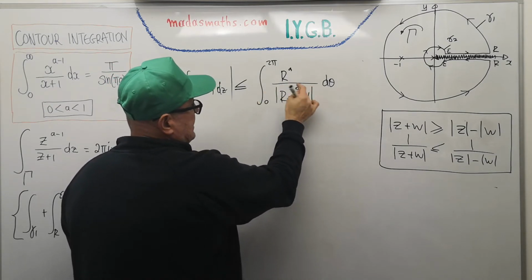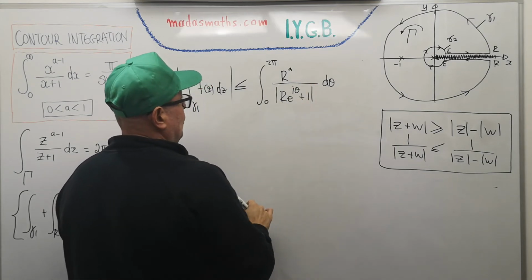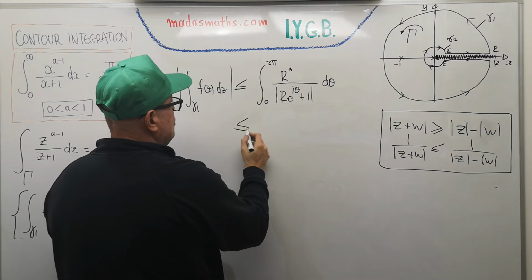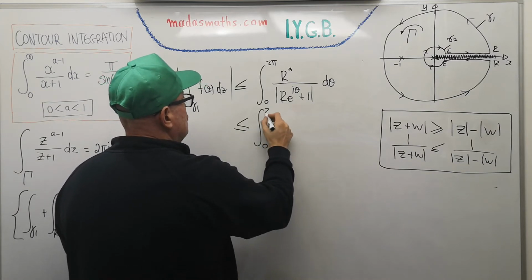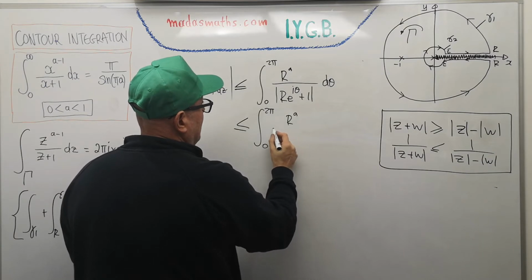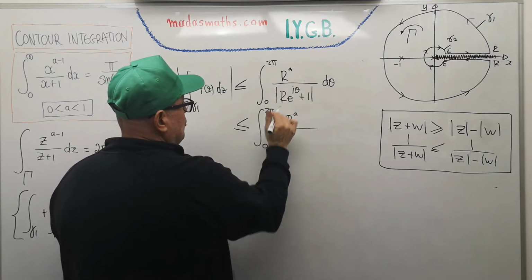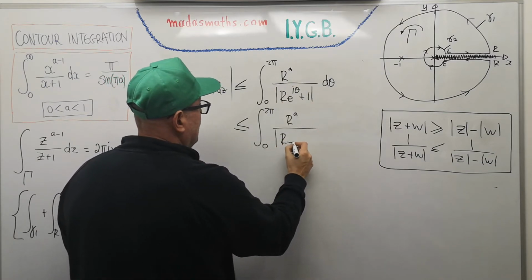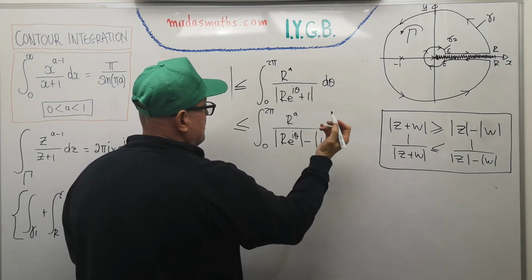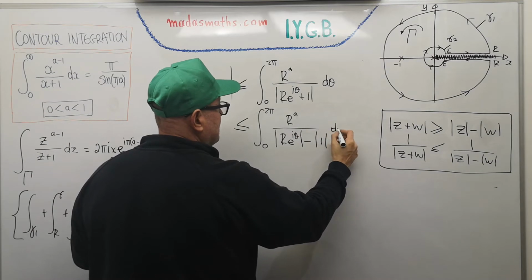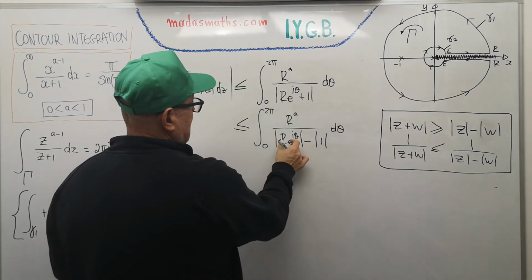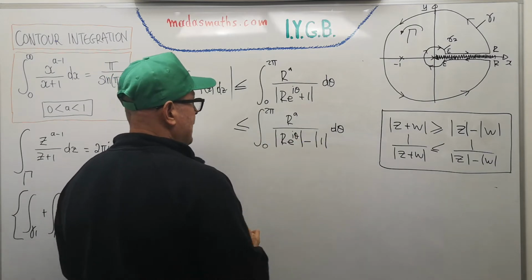Here is your z, and here is your w. The r to the a doesn't take part in all of this, so that again is less or equal to the integral from 0 to 2 pi of r to the power of a. And now on the denominator, I've got the mod of r e to the i theta, minus the mod of 1, which is kind of silly to even write, but let's write it so we can match it with the inequality. So that's basically your z, and this is your w.